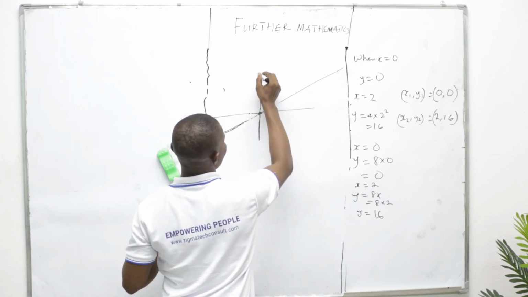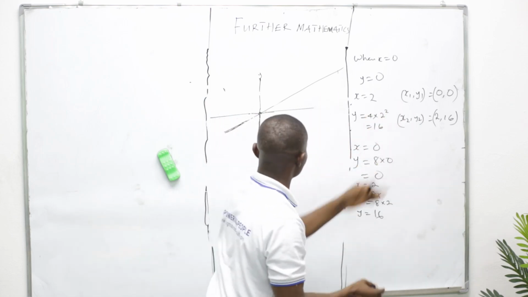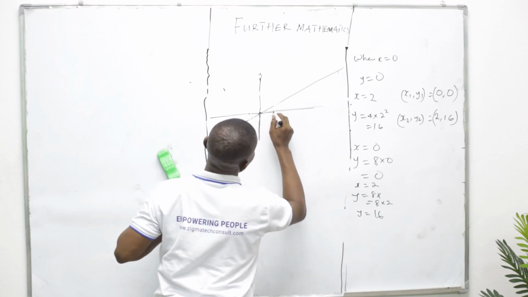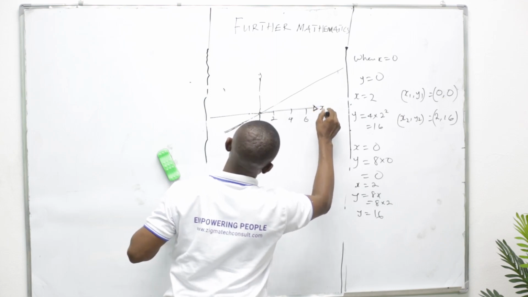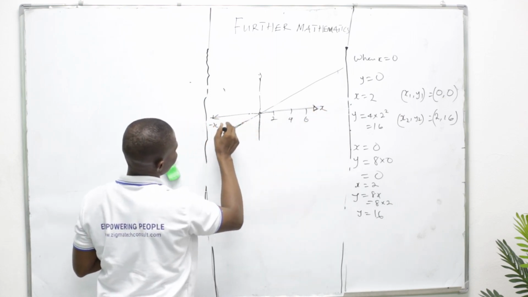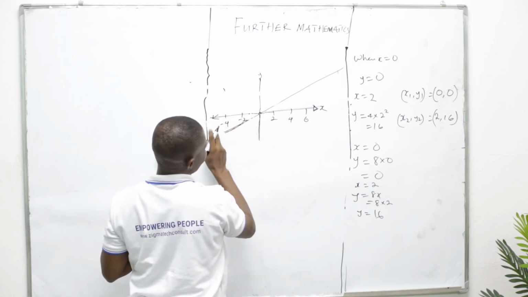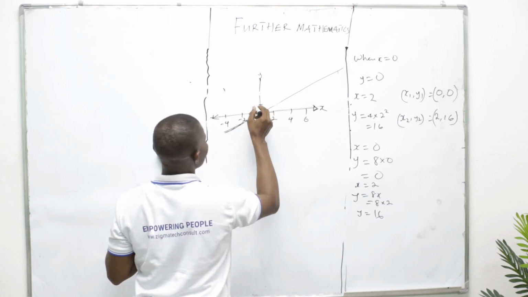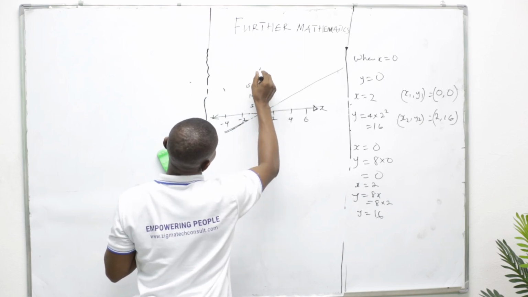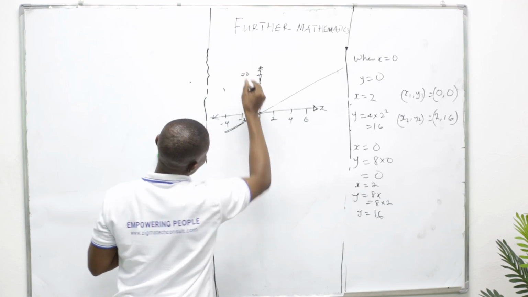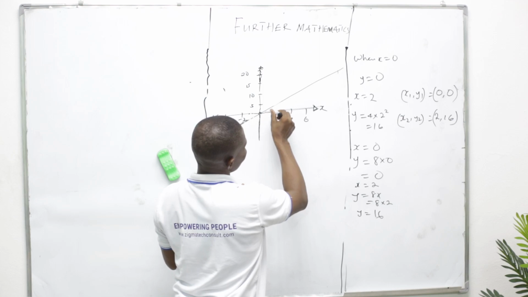Now, see what I have. I'm done with 0, 0. I want to deal with 2, 16. Here I want to label it 2, 4, 6, I decided to stop here. This is the minus s axis. I say minus 2, minus 4. For this side, let me say 5, 10, 15, 20. Okay, here is my 20. When s is 2, y is what? 16.